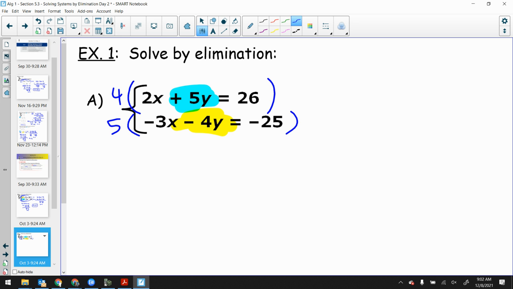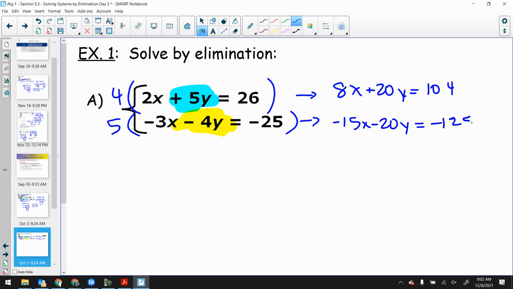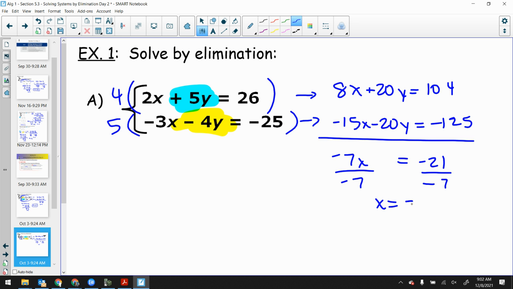They're already opposites. So this would become 8x plus 20y is equal to 104. The bottom becomes negative 15x minus 20y, negative 125. Now we add down. Negative 7x, negative 21. And look at that. Didn't you just write down the x value of 3? Mm-hmm. But that was the second one that we found. See, it doesn't matter. You're going to get the same answer either way. And then obviously I would just plug that 3 in to find the y coordinate.